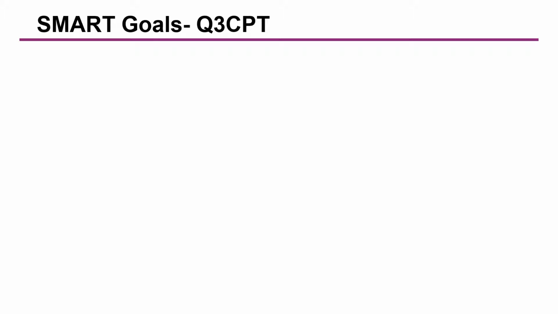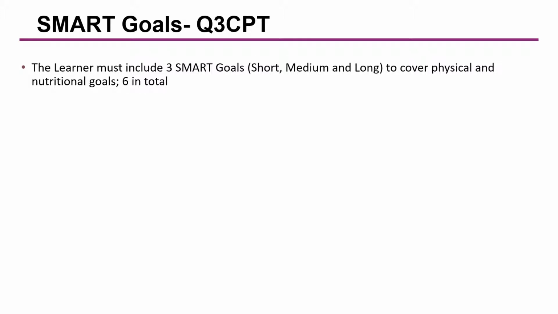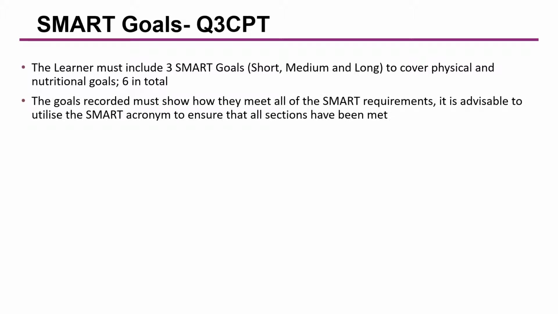Okay, so SMART goals in relation to the Level 3 Certificate in Personal Training. The learner must include 3 SMART goals, short, medium and long, to cover physical and nutritional goals. Therefore, it's ideal to see 6 of these in total. Try and separate the 2 out. The goals recorded must show how they meet all of the SMART requirements, and it's advisable again to use the SMART acronym to ensure that all sections have been met.